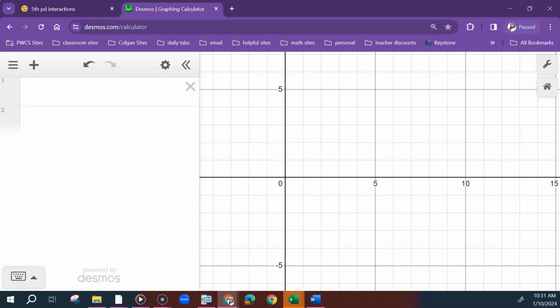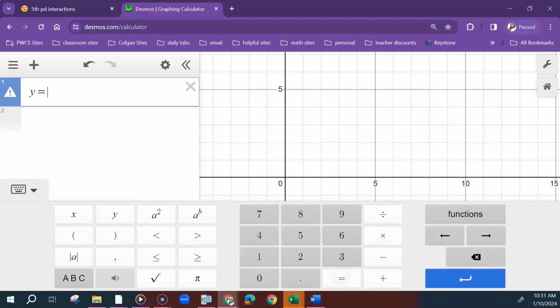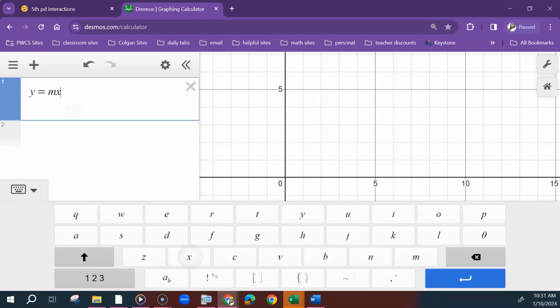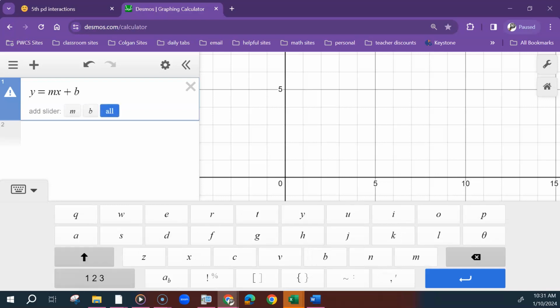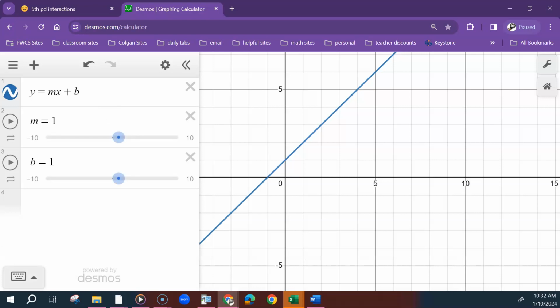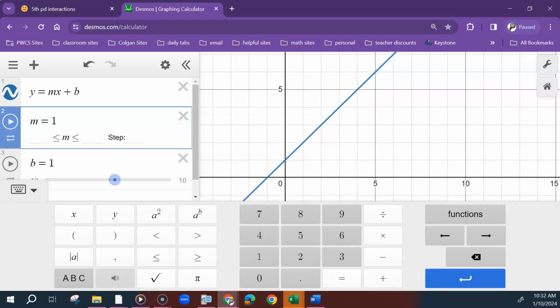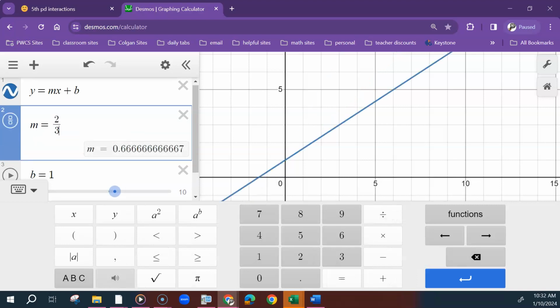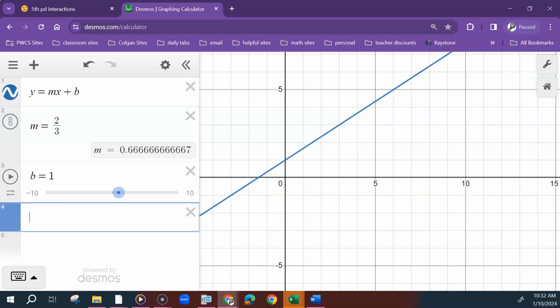Okay, so for number 1, anytime you see something where it says write the equation that goes through the given point and slope, write in y equals mx plus b. And then you're going to type in all the sliders, or add in all the sliders. You know the slope is 2/3, you can change that. We don't know what b is yet. You can put in the ordered pair, negative 18, 8.